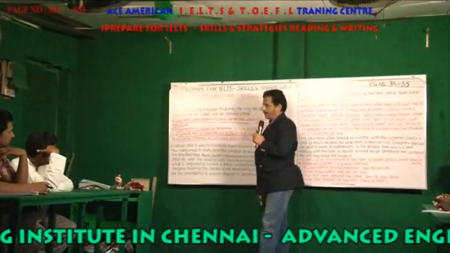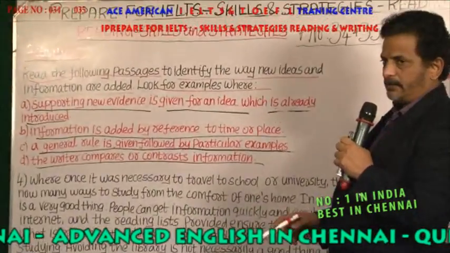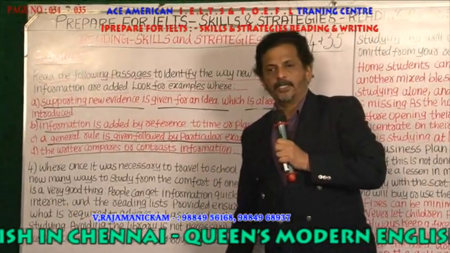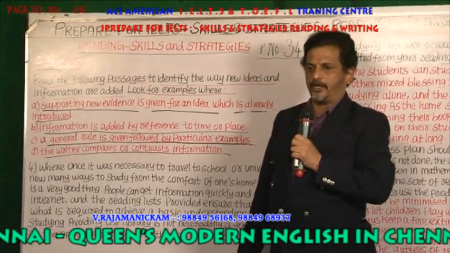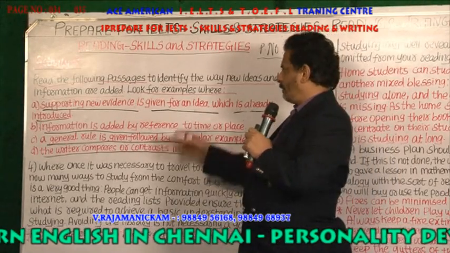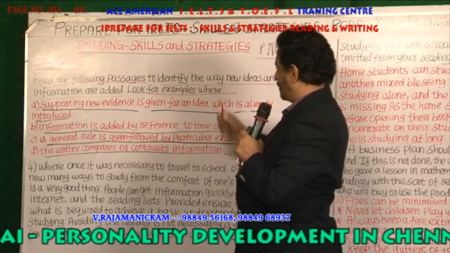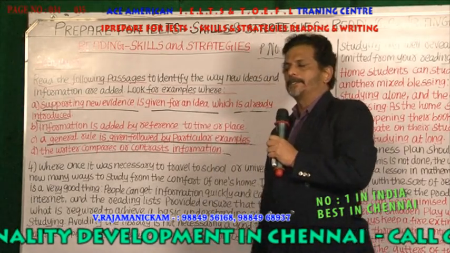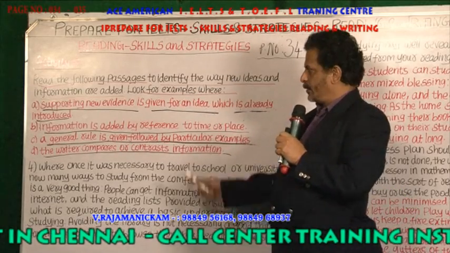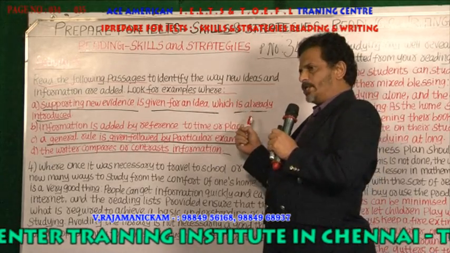So already you have read the 3 passages. Now you have come here to the 4th passage to find out the way new ideas and informations are added. So in a passage, you just read and find out what are the new ideas and what are the new information given over there. Look for examples where a supporting new evidence is given for an idea. An idea, what is an idea? Which is already introduced. A new evidence is given for an idea which is already introduced.